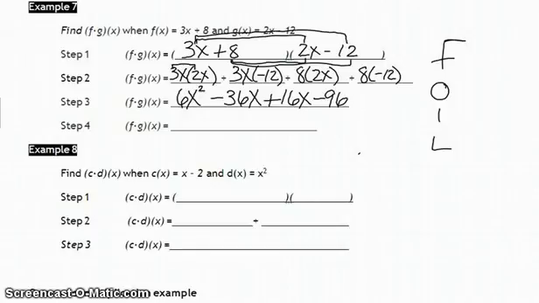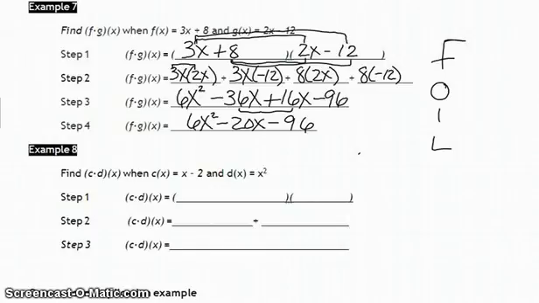So I'm going to combine my two like terms, which are negative 36x and 16x. So I have 6x squared. Negative 36 plus 16 is negative 20x minus 96. So the product of f of x times g of x is 6x squared minus 20x minus 96.